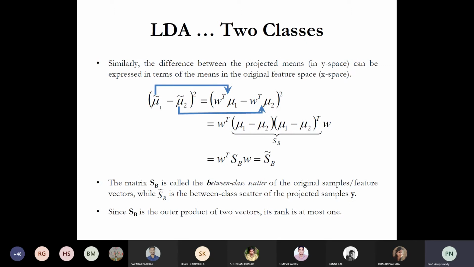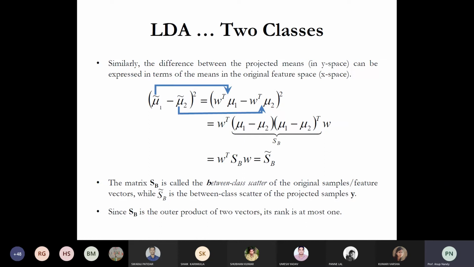This is the scatter matrix of the projected data Y. What is your projected data? Your actual data is X, and whenever you project it, you have Y. These are SB tilde for the between class scatter and SW tilde for the within class scatter.